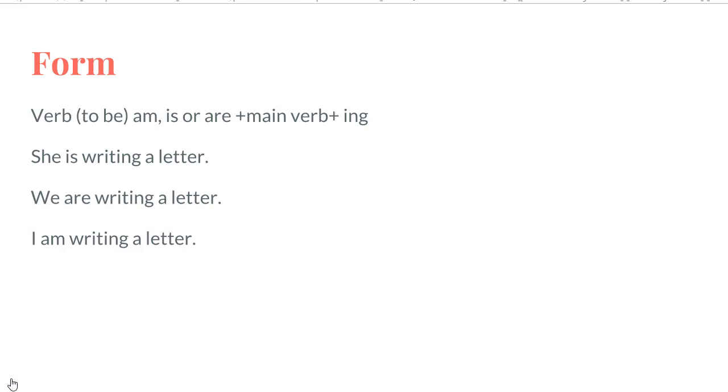She is writing a letter. We are writing a letter. I am writing a letter. So we have she plus verb to be is plus the verb write plus ing. The second example, we plus verb to be are and write plus ing. The same thing, I'm writing a letter. I, the subject, plus am, verb to be, and the main verb write plus ing.